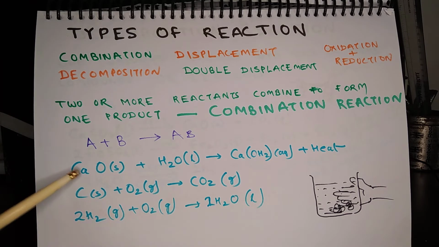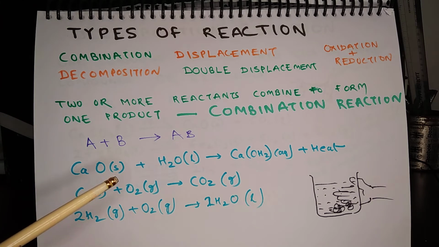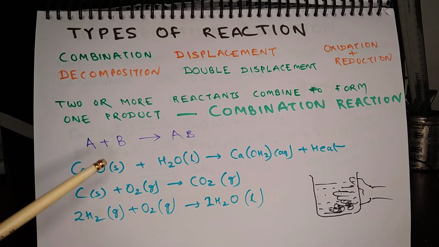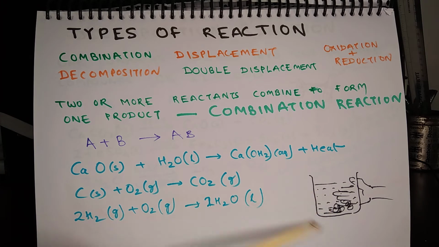So this example is when quicklime is mixed with water. It is taken in a beaker. What happens? The quicklime reacts with water, and you will observe effervescence in the beaker, in the reaction mixture. When you touch the beaker with your hand, you will feel that the beaker has become hot. So this shows that this is an exothermic reaction.